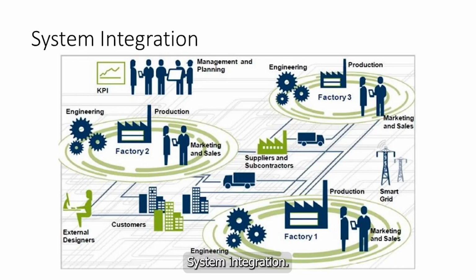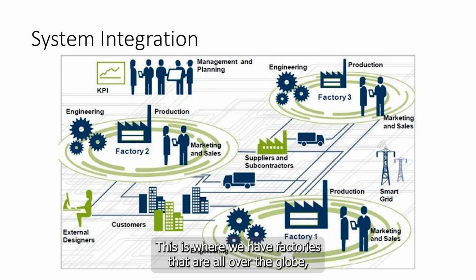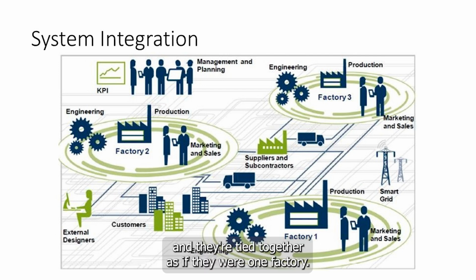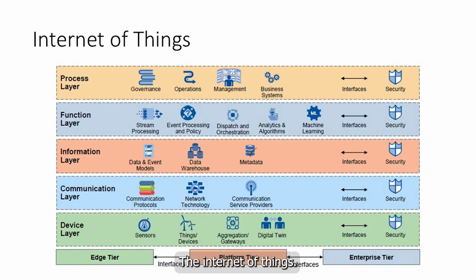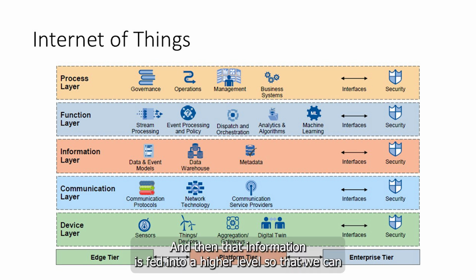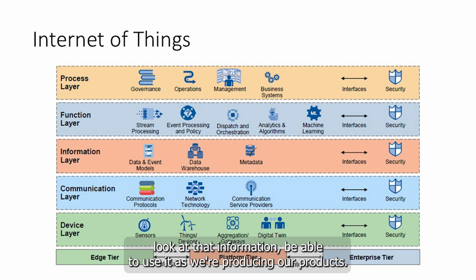System integration, this is where we have factories that are all over the globe and they're tied together as if they were one factory. The Internet of Things, we use sensors at the edge to pick up temperature, vibration of different products that we use, even the machines that we use to produce products. And then that information is fed into a higher level so that we can look at that information and be able to use it as we're producing our products.